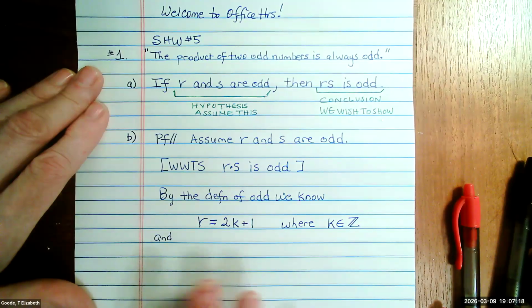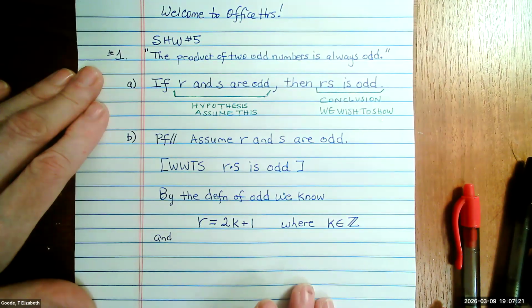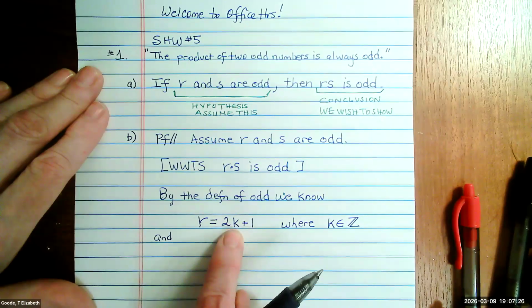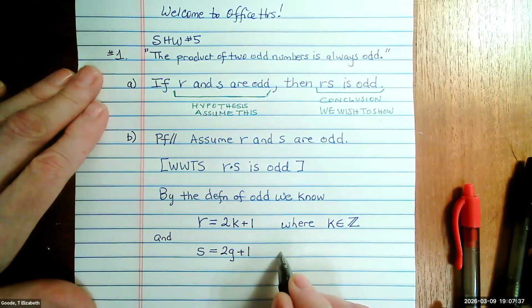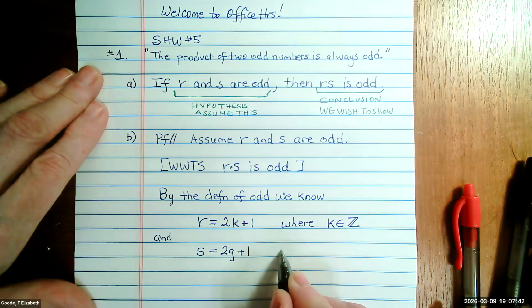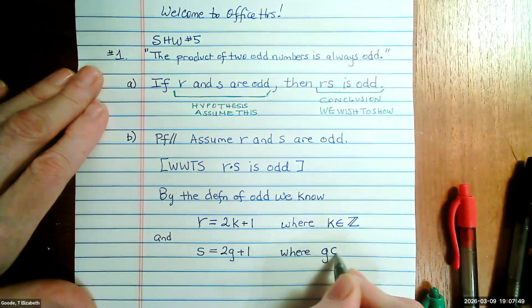And then you will also get nice information about S, right? Because S is odd. But you can't use K for S, can you? No, I have to use another letter. Maybe like 2g+1. Sure, 2G plus 1. That's, see, we have, where G is an integer. Yes, G is an integer.